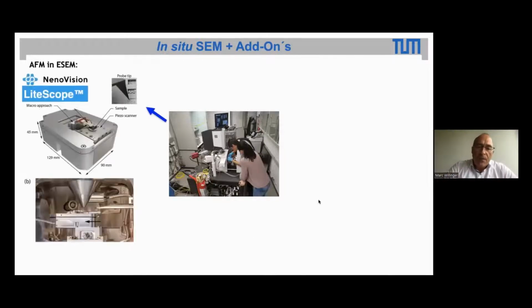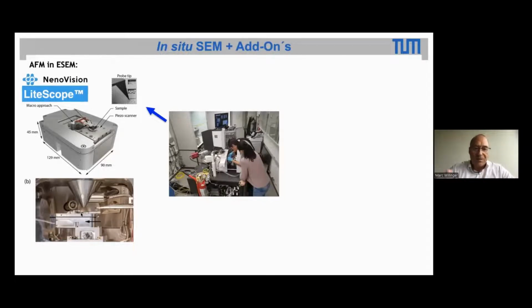And so one thing that we have installed inside the SEM is an atomic force microscope from the company Nanovision. So there's a little AFM that is using self-sensing tips. And you can put that into the chamber. So you have the electron beam observing what is on the surface, and then you have the AFM tip.